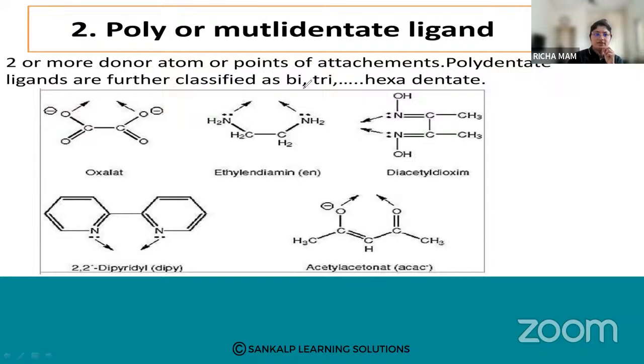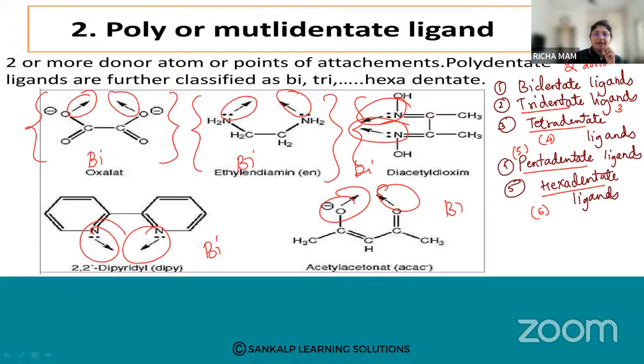So depending upon the number of donor atoms, whether there are 2, 3, 4, 5, or 6, these are classified as bidentate, tridentate, tetradentate, pentadentate, and hexadentate. The examples of each we will discuss in the next class. Is it clear?